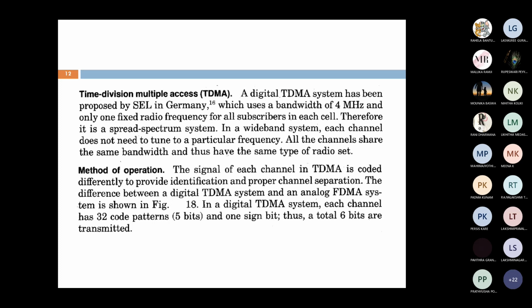Now we apply the frequency hopping scheme in the time division multiple access scheme. This was proposed by SCL in Germany. Here the bandwidth is more, that is 4 megahertz, and only 160 data frequencies are used for all subscribers. That is, we can use the same frequency for different time slots.